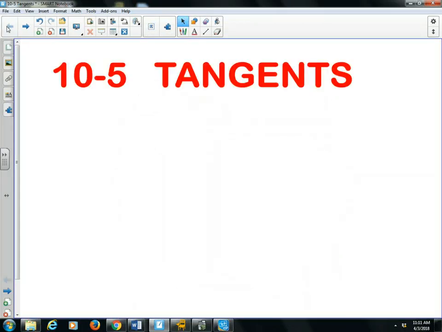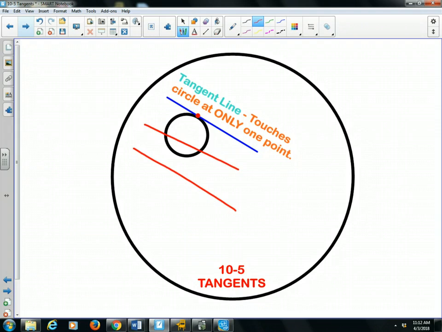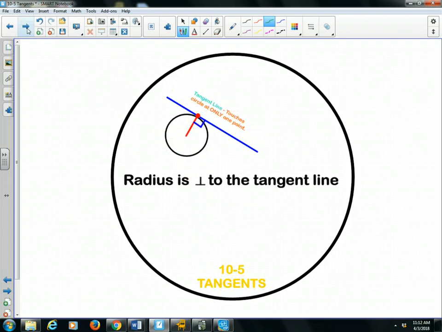Now that you are ready to go, you have everything on your circle book. Let's first talk about what a tangent line is, being that it's titled 10.5 tangents. A tangent line touches the circle at only one point. So this line right here is not a tangent line. It touches it twice. This line here is not a tangent line. It doesn't touch it at all. However, this line right there is a tangent line. It touches the circle at one and only one point. That's what a tangent line is.